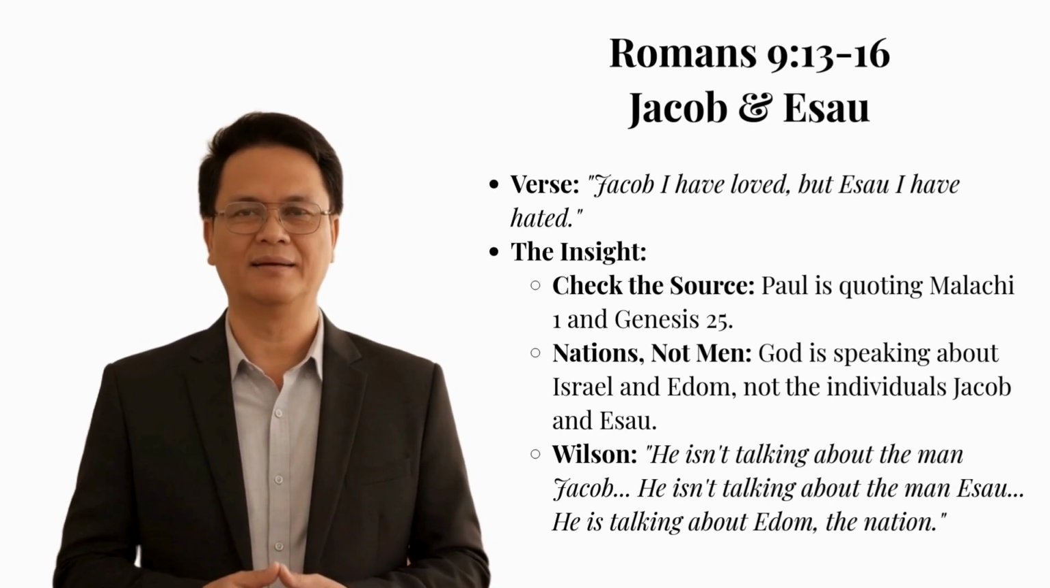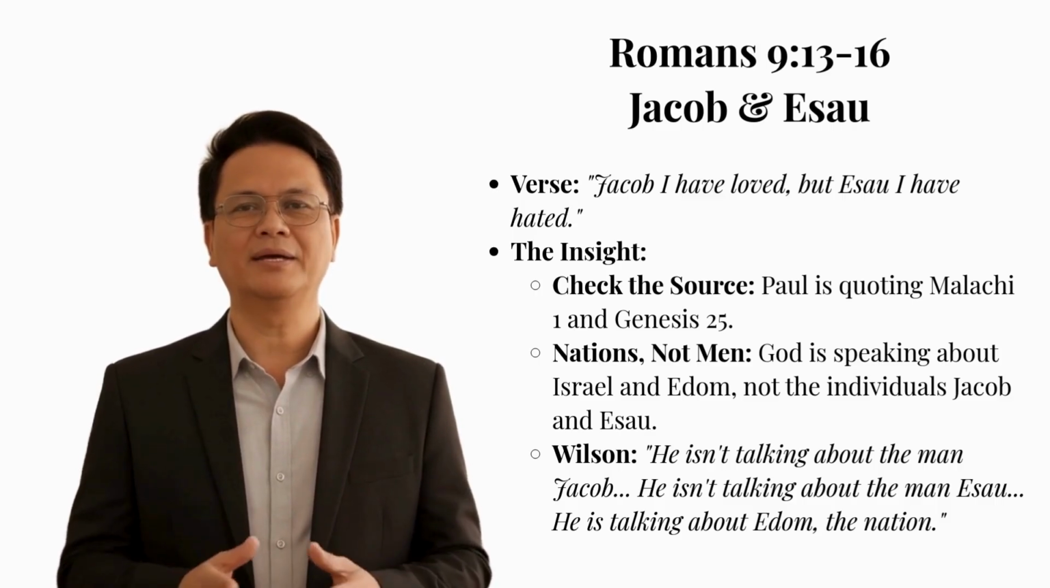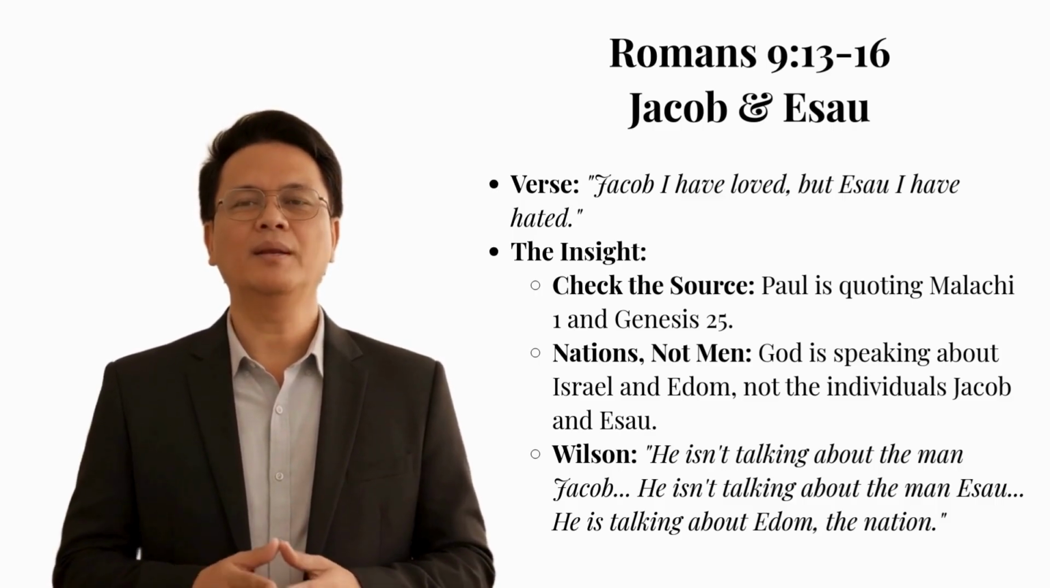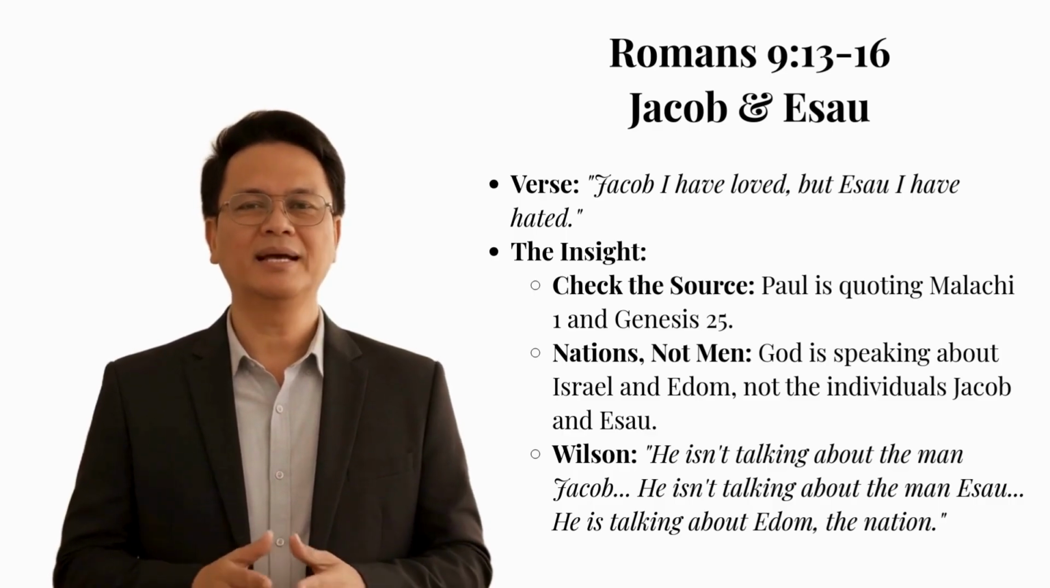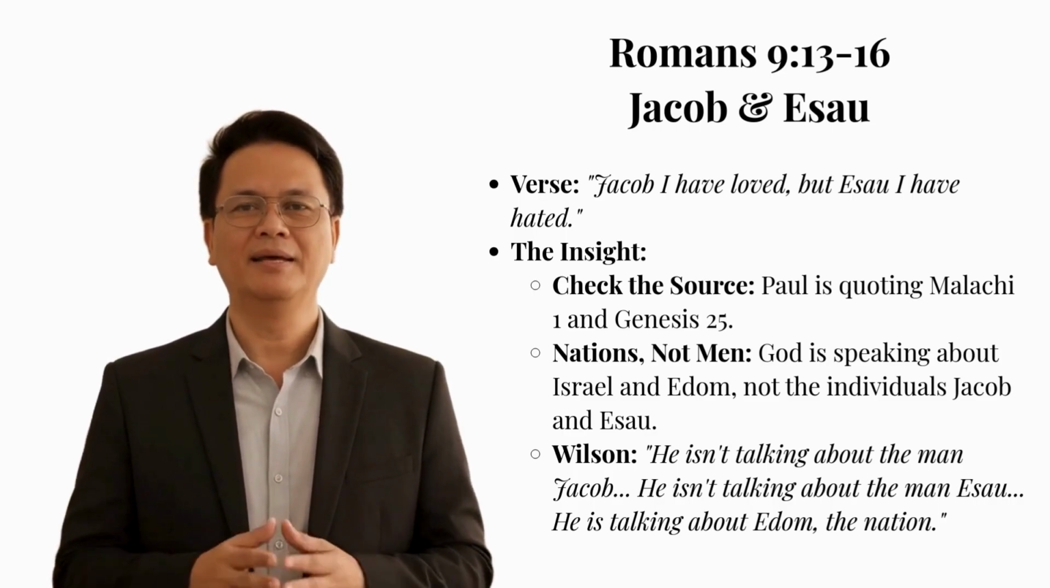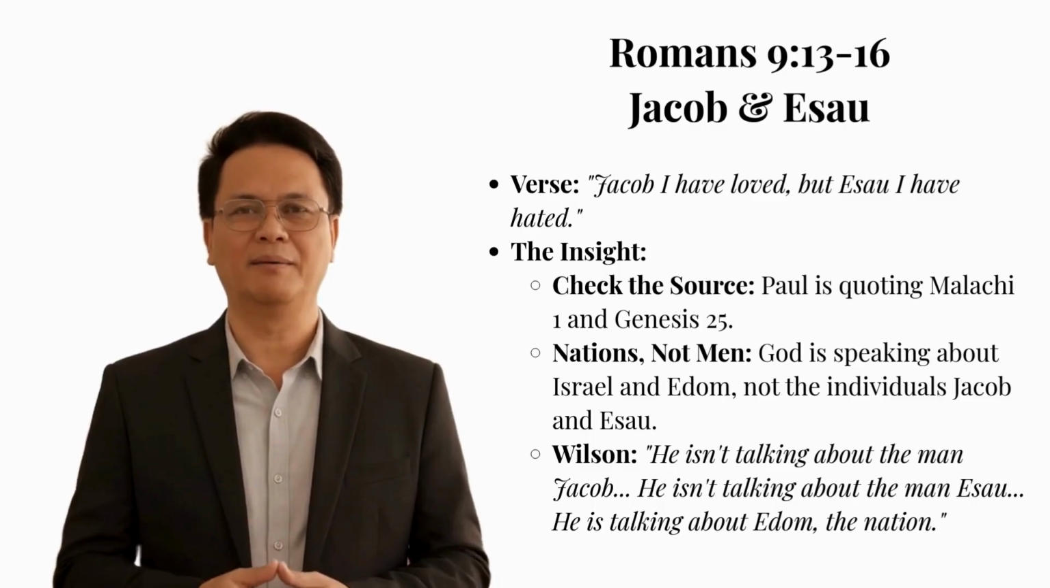Romans 9, the big one. Okay, folks, buckle up. This is the big one, Romans 9:13-16. If you get this wrong, your whole theology gets skewed. This is the favorite proof text for Augustinian Calvinism. Jacob I have loved, but Esau I have hated. I will have mercy on whomever I will have mercy.